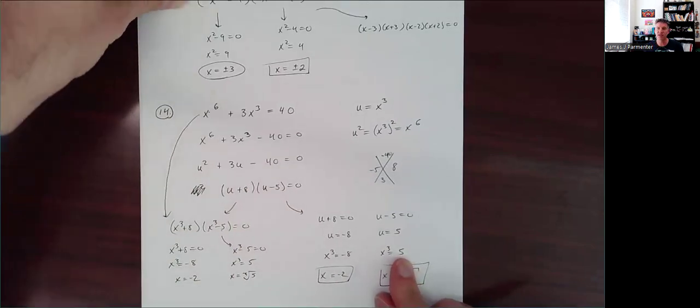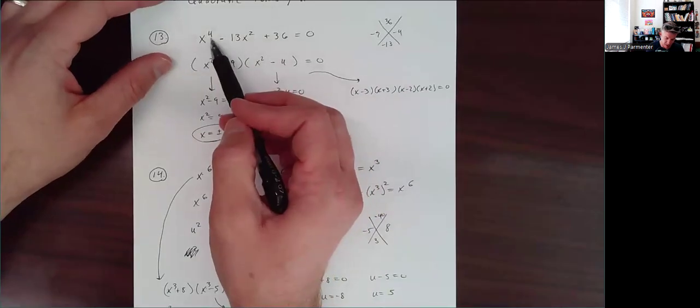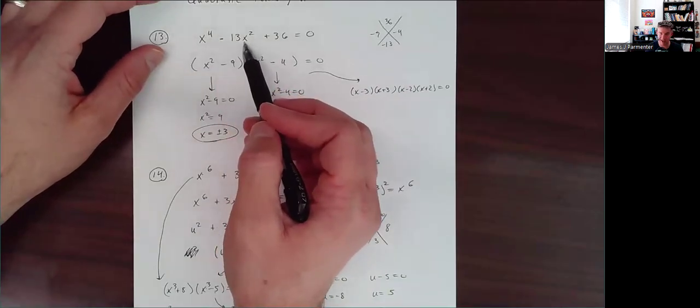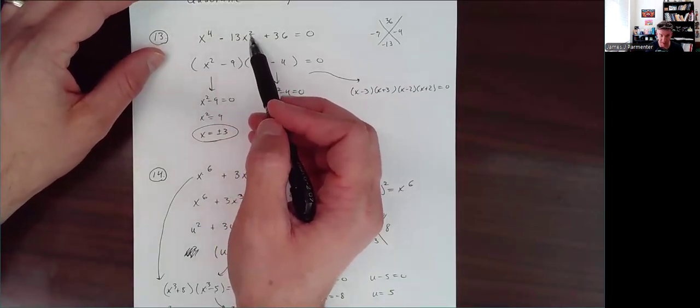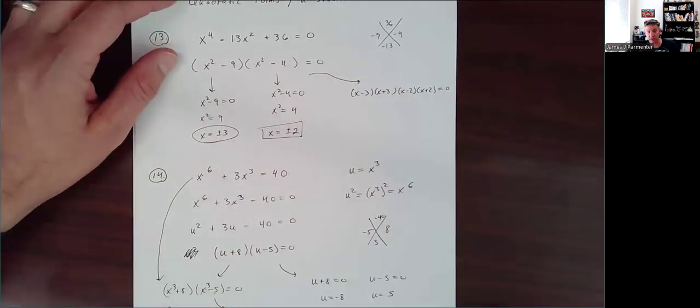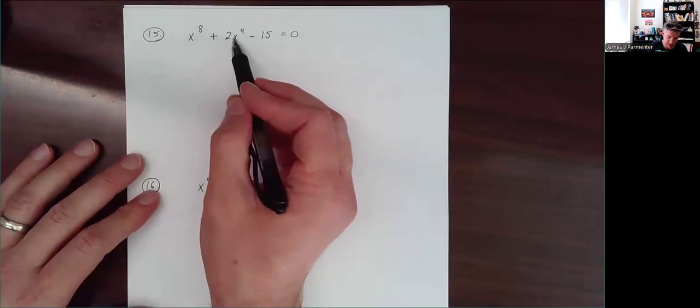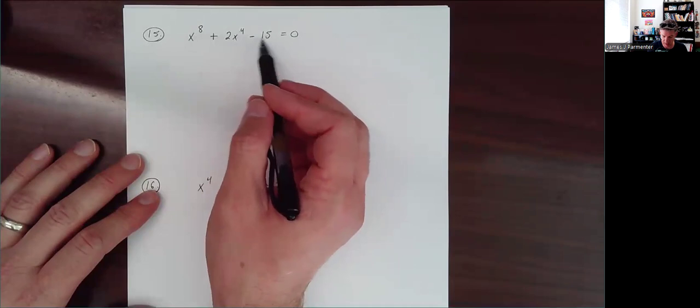So if you see something that has a quadratic look to it, meaning it's x to a power plus or minus something times x to half that power, right? 2 is half of 4, 3 is half of 6, plus a constant, that's a good sign it's a quadratic form. Same deal here, right? We have x to a power, x to half that power, plus a constant equal to 0.